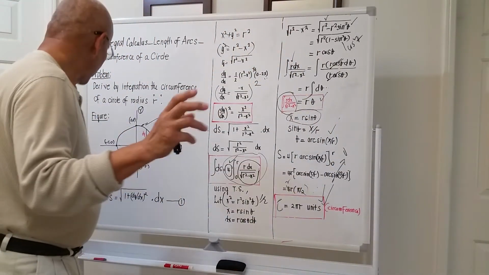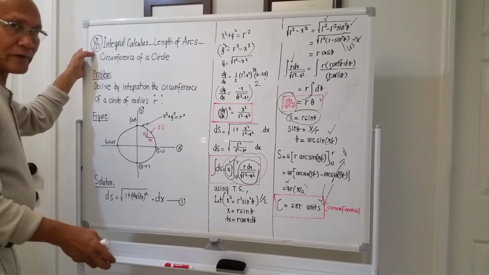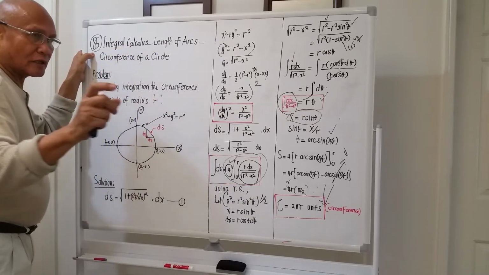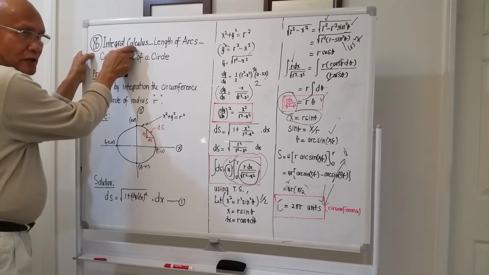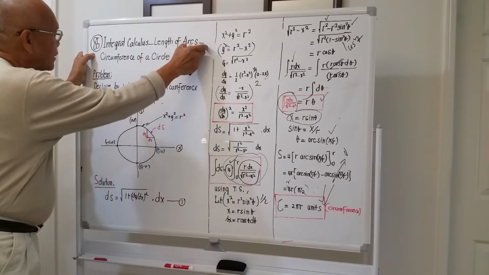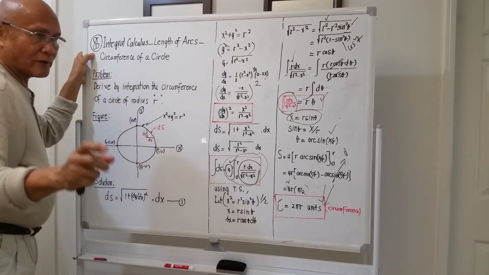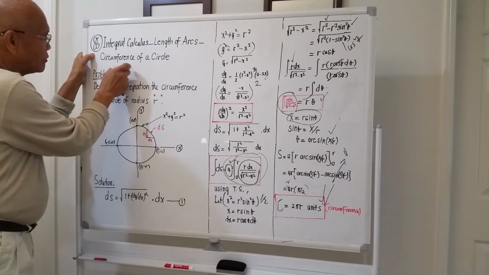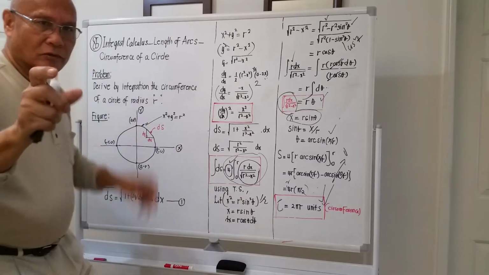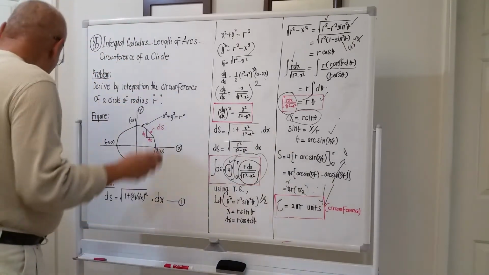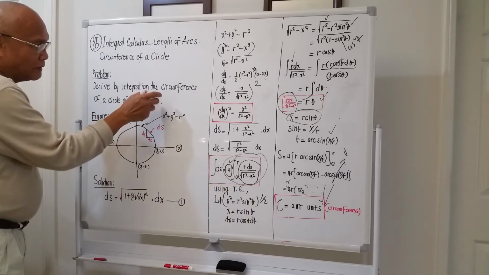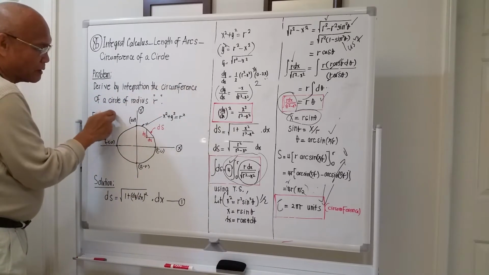My topic this afternoon will be lesson number 85 on the topic integral calculus. That is on my channel. The topic is integral calculus. Subtopic is length of arcs. The main topic for this afternoon is the derivation of the circumference of a circle. Okay, let's proceed, guys, so we don't waste time. I will try to read the problem. Derive by integration the circumference of a circle of radius r.